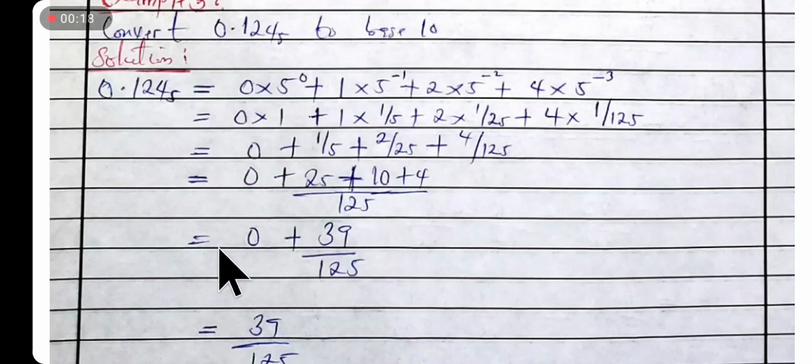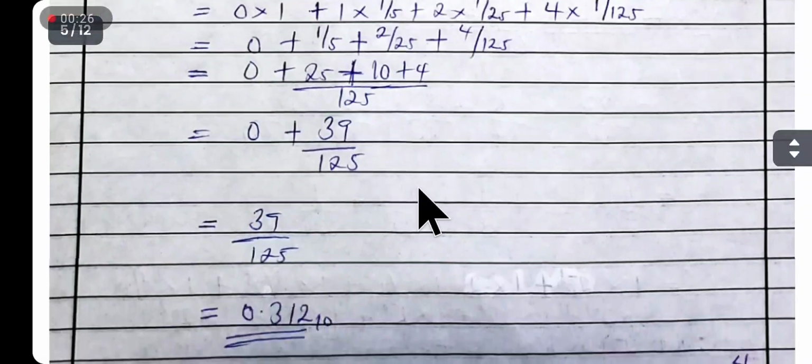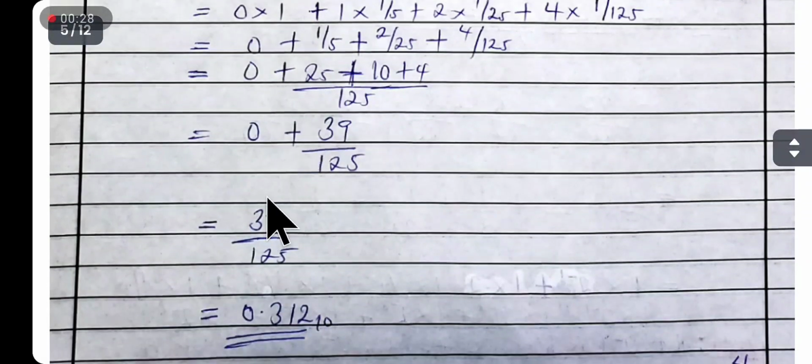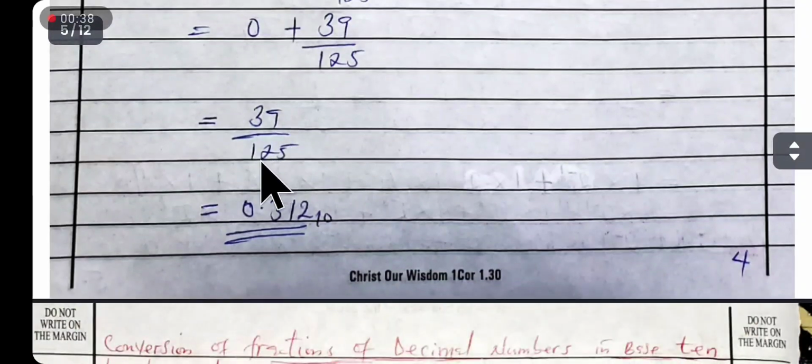So we have 0 plus 25 plus 10 plus 4 gives us 39 all over 125. Of course, 0 plus all of this is still the same thing. 0 plus 39 over 125. See the thing now is 39 over 125. So if you divide 39 all over 125 using your calculator, you are going to get 0.312 in base 10.